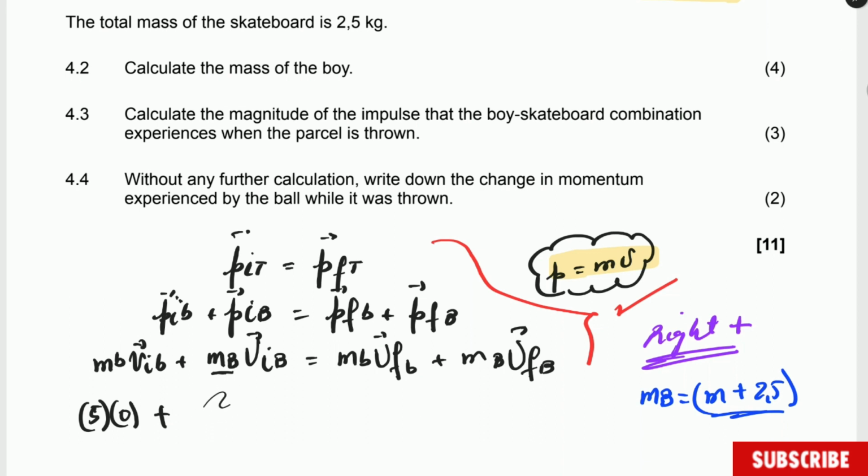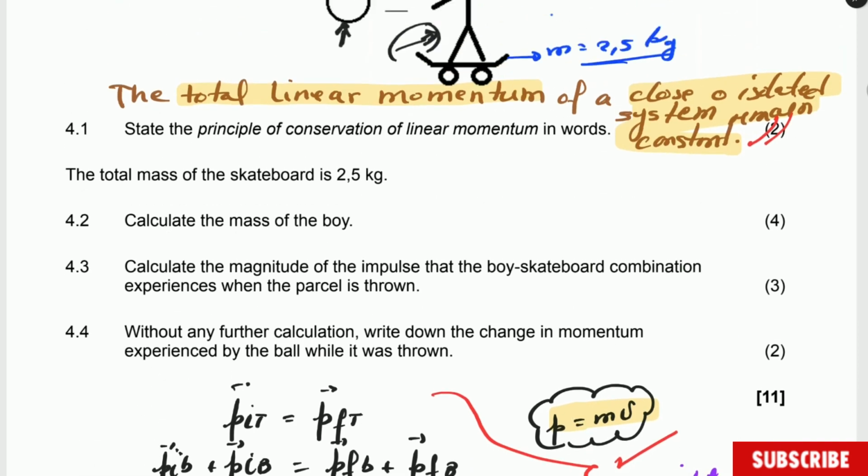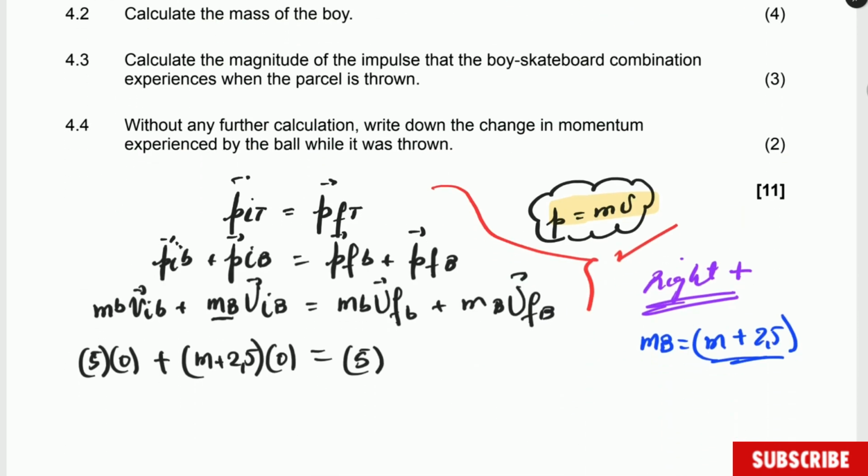So let's substitute it in that way. Here it is going to be M plus 2,5 multiplied by the initial velocity of the boy, which is 0. Now, if you notice it's 0, guys, you don't have to substitute. You can already write 0 for everything here because all that is going to be 0. Now here it is going to be 5, and the initial velocity of the ball is 3 meters per second to the left.